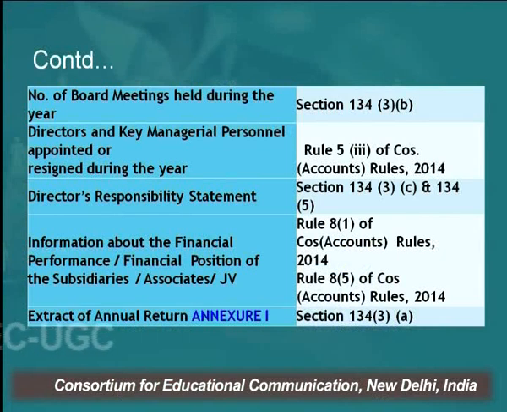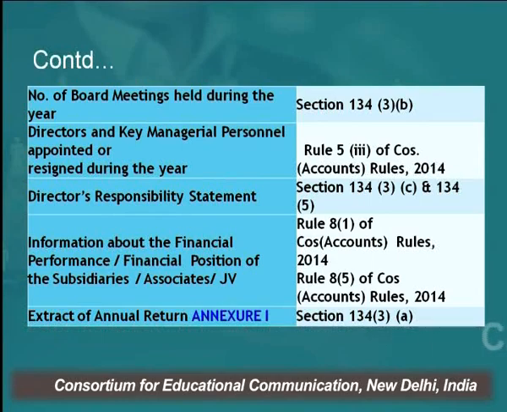Directors' responsibility statement, directors and KMPs, which we call key managerial personnel, appointed or resigned during the year. So you are not only reporting about the financial performance, but whatever is happening in the company in terms of KMPs, their appointment, payment of dividend, directors' responsibility statement, information about the financial performance or financial position of your subsidiaries, your associates, your joint ventures, and extract of your annual report eventually is reported as per section 134 subsection 3 clause A. So these are the sections.